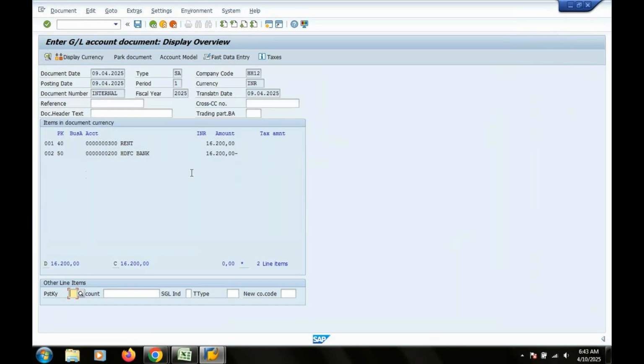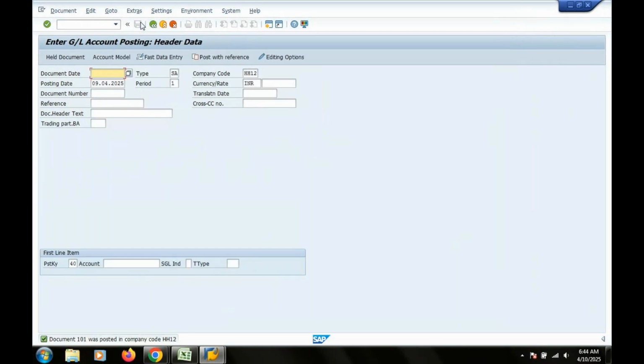So rent account to bank account. Debit side is 16,200, credit side is 16,200, totally 2 line items. What are the 2 line items? Rent is the first line item, HDFC Bank is the second line item. Totally 2 line items. Debit and credit are the same, so the balance here is 0. Then here is the post button. Click on the post button.